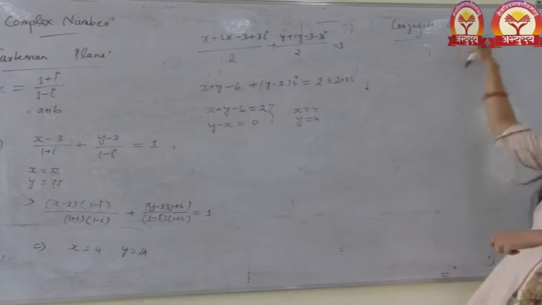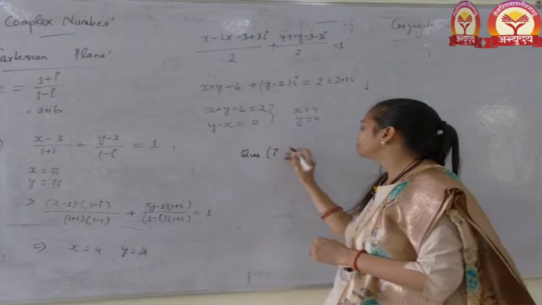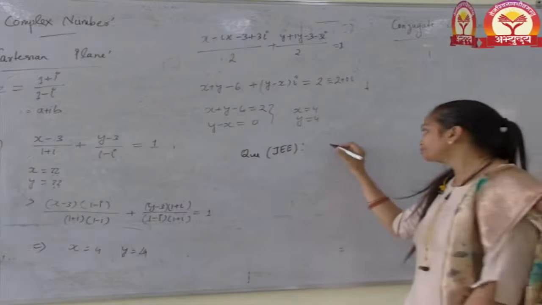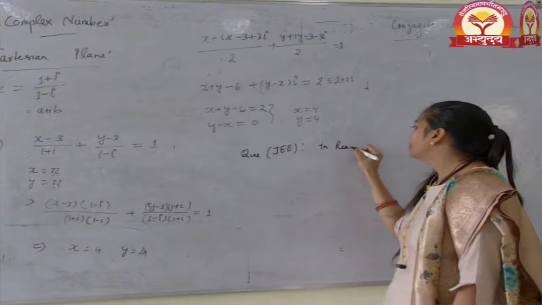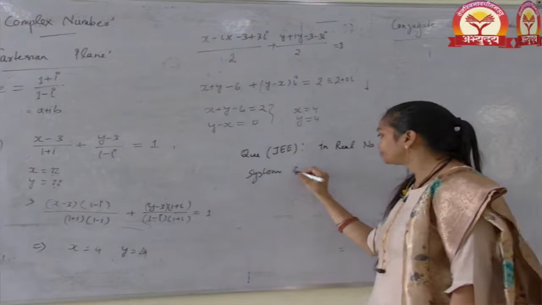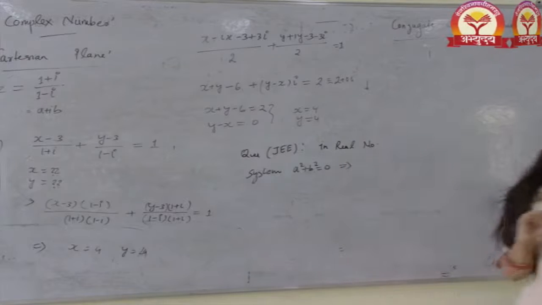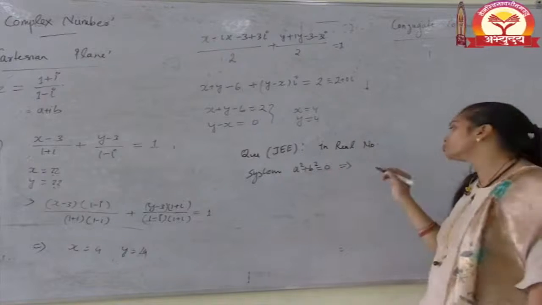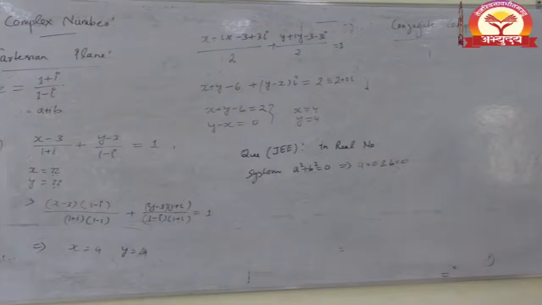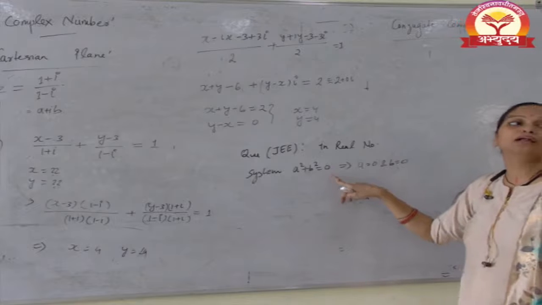रियल नंबर. जस्ट मुझे आंसर दीजिएगा कॉन्जुगेट से पहले. In real number system, if a square plus b square is equals to 0, this will give a is equals to 0 and b is equals to 0. होता है, because in real number आप imaginary is not allowed here. If a square is equal to minus b square, then क्यों नहीं होता है?